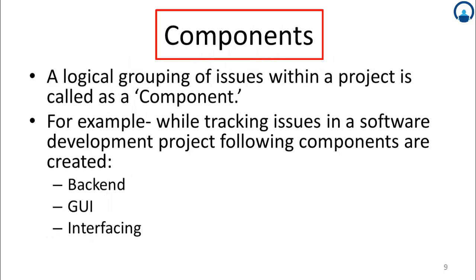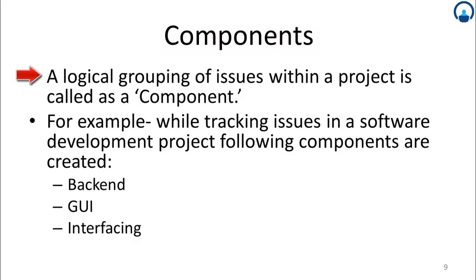So now let's see what is a component. A logical grouping of issues within a project is called a component. So basically a component is a part of a project. So for example, under a software development project, there are different issues for database. So database becomes a component. So for example, while tracking issues in a software development project, the following components are created: backend, UI, interfacing.